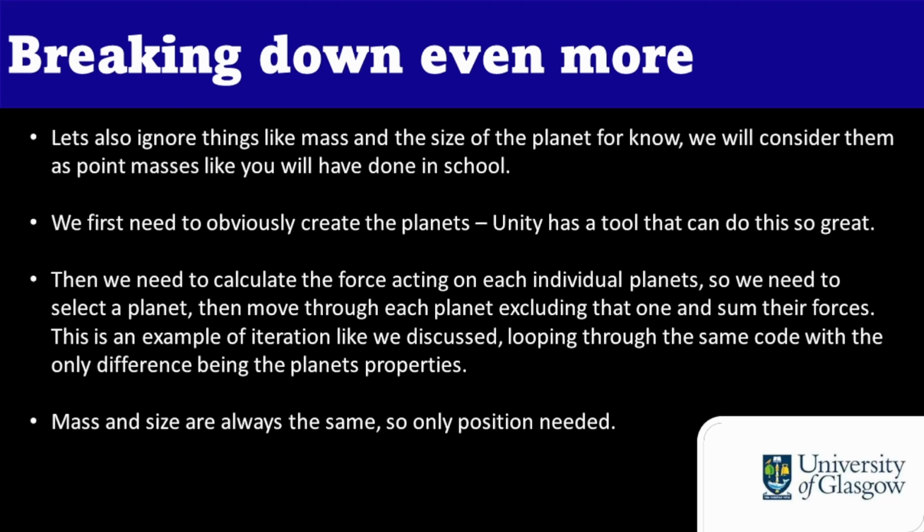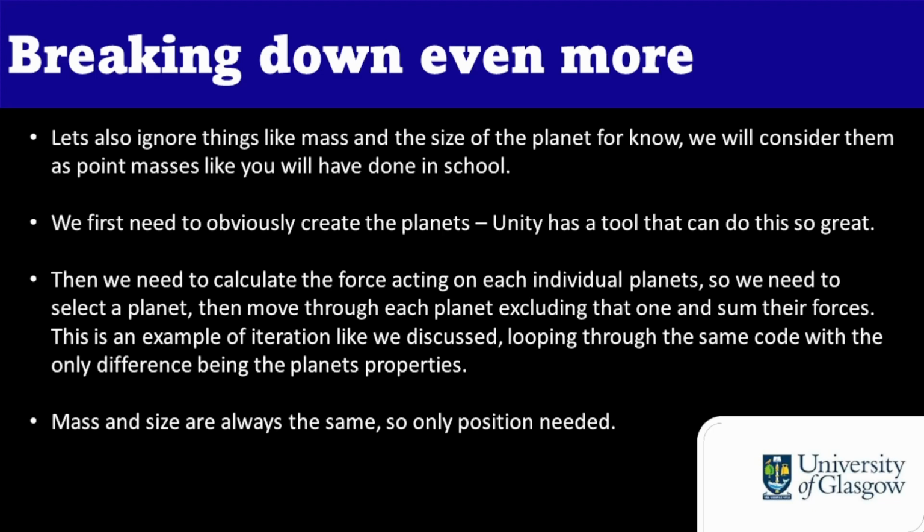Now, the equation to work out the force needs the mass of the planets, and it needs the distance between the planets. But for now, let's ignore things like the mass and the size of the planet. So we're just going to consider them as point objects, like you would have done at school. So they're just an infinitely small point where the gravitation is seemingly acting entirely from. And for now, we're just going to say that the mass of every planet is exactly the same. So there's no variation in mass for now. It's all just the same. We first need to obviously create those planets. That's another thing we're going to need to do so that we can actually simulate the effects on them. Luckily for us, Unity is a tool that can do that. Great, you can create objects in Unity.